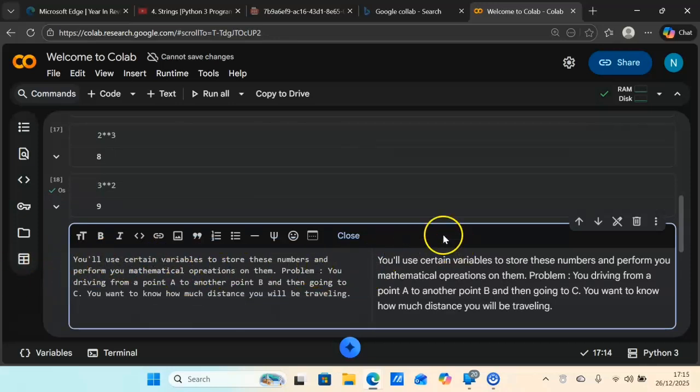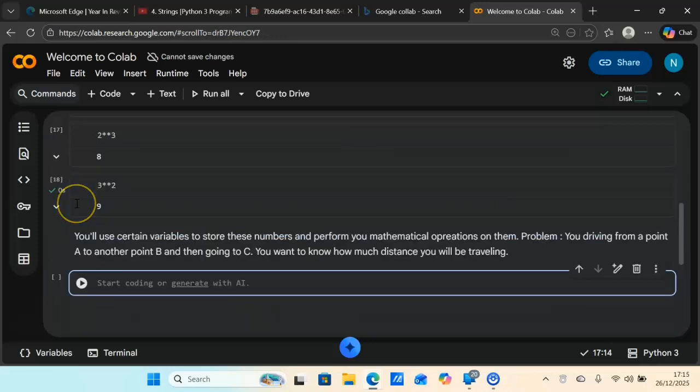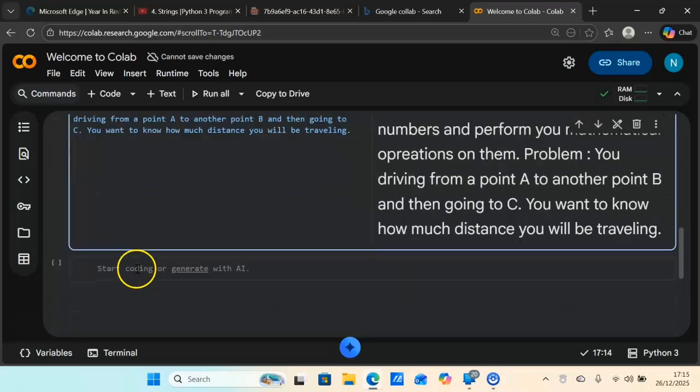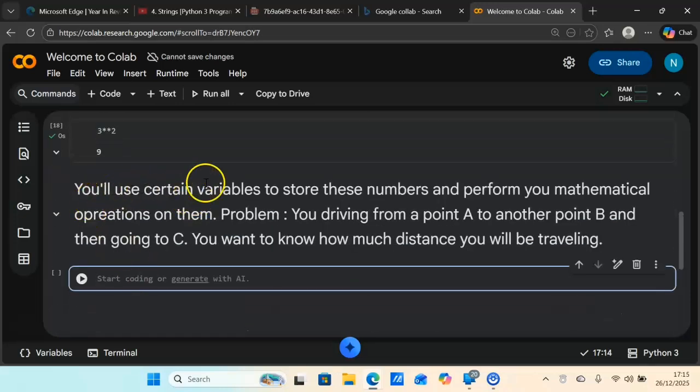Okay. Let me go to the next. Okay. Let me make it bold. So you will use certain variables to store these numbers and perform your mathematical operations on them.